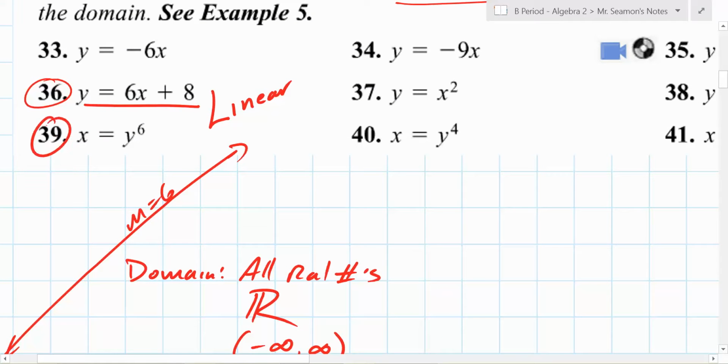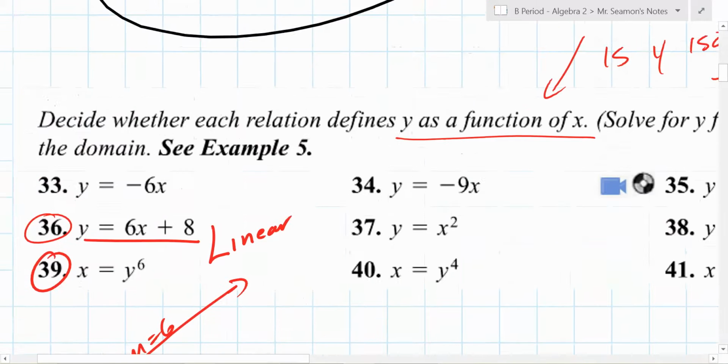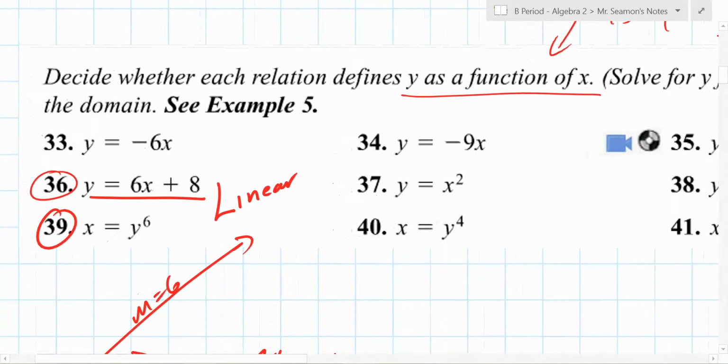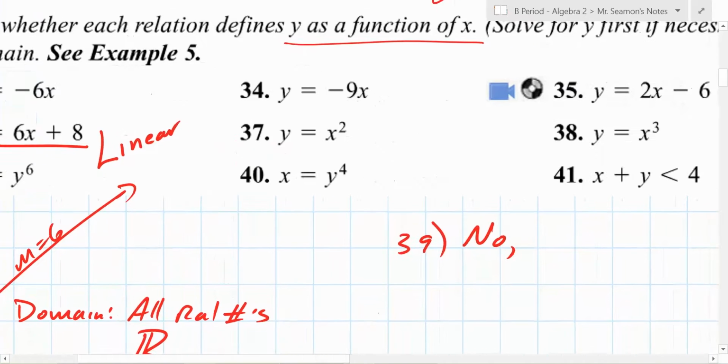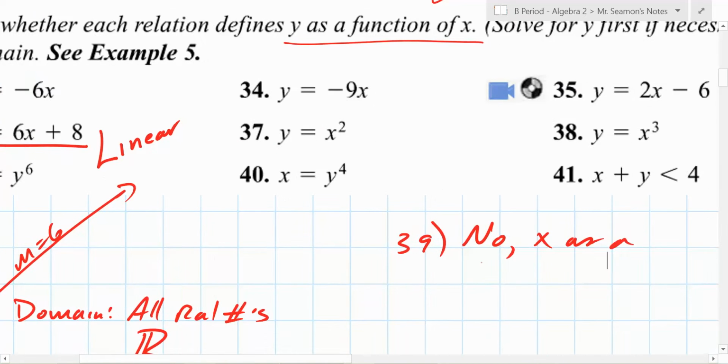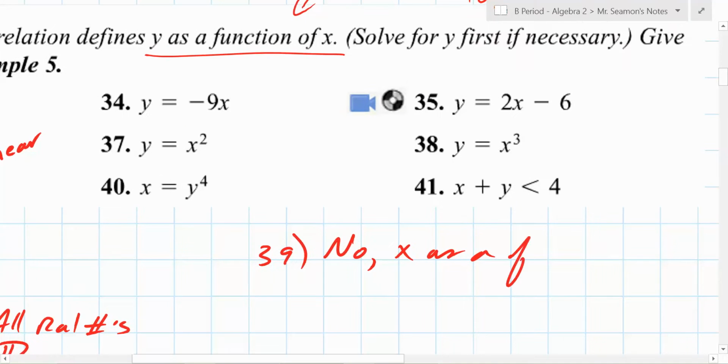Is 39 a line? Sarah, is 39 a line? No, it's not. Why isn't it a line? What's the obvious thing that tells you it's not a line? Gabby: it's not squared, it's to the 6th power. So first of all, decide whether each relation defines y as a function of x. Is this y as a function of x? No. So 39, no. It's x as a function of y.